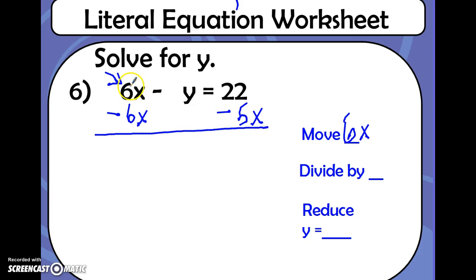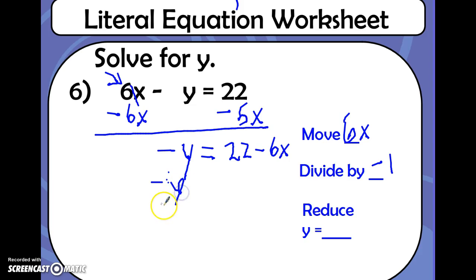On the left side, it gets rid of x, and we have negative y. On the right side, we have 22 minus 6x. All right, we need to get rid of the negative sign, so we're going to divide by negative 1. We have negative y divided by negative 1. And on the right-hand side, we have 22 minus 6x, also divided by negative 1.